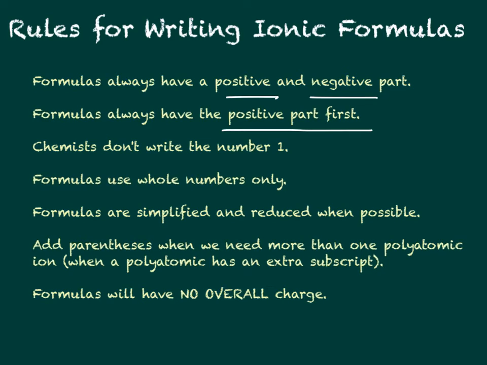And then when we're using a polyatomic ion, if we have more than one polyatomic ion, we're going to use parentheses around the polyatomic ion. So for example, if we're dealing with nitrate, which is NO3, and there's 2 of them, we would put the parentheses around the polyatomic ion, and then we would add the additional subscript outside of the parentheses. Formulas will have no overall charge, which means that if you combine the net positive charge with the net negative charge, you should overall have 0 charge or no charge at all.